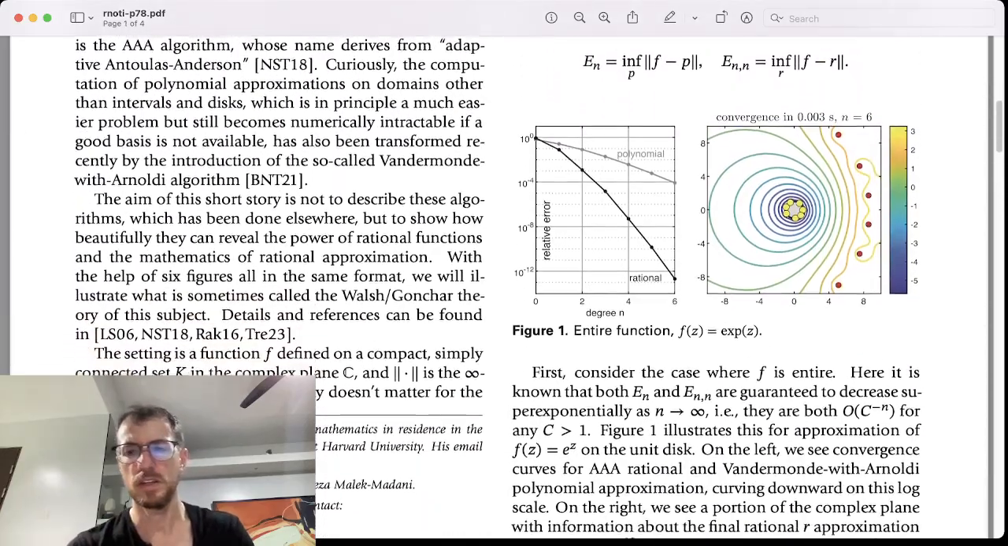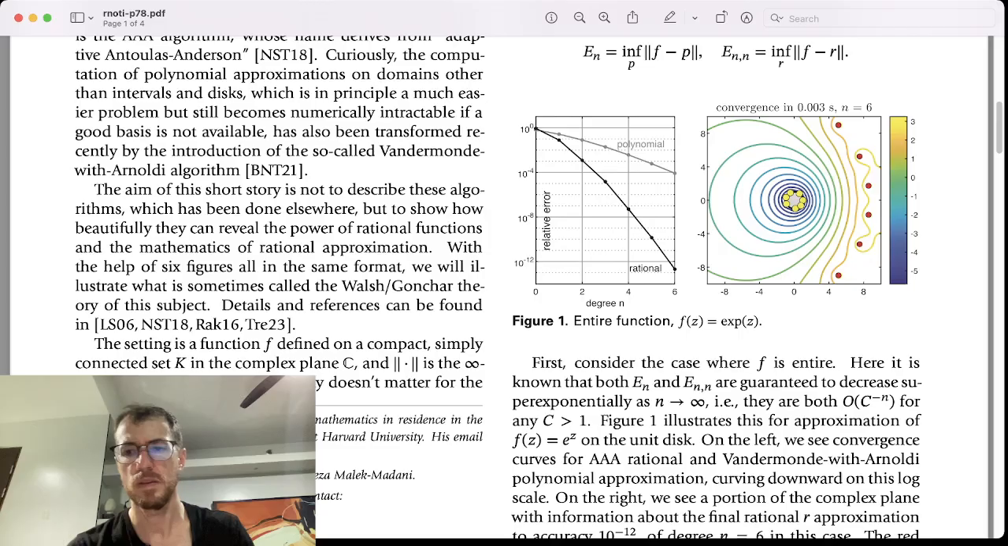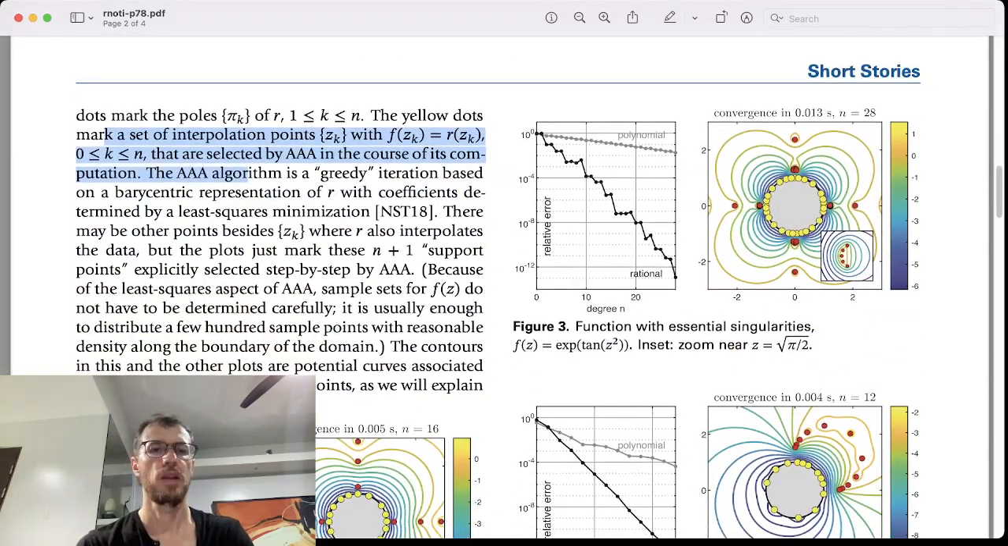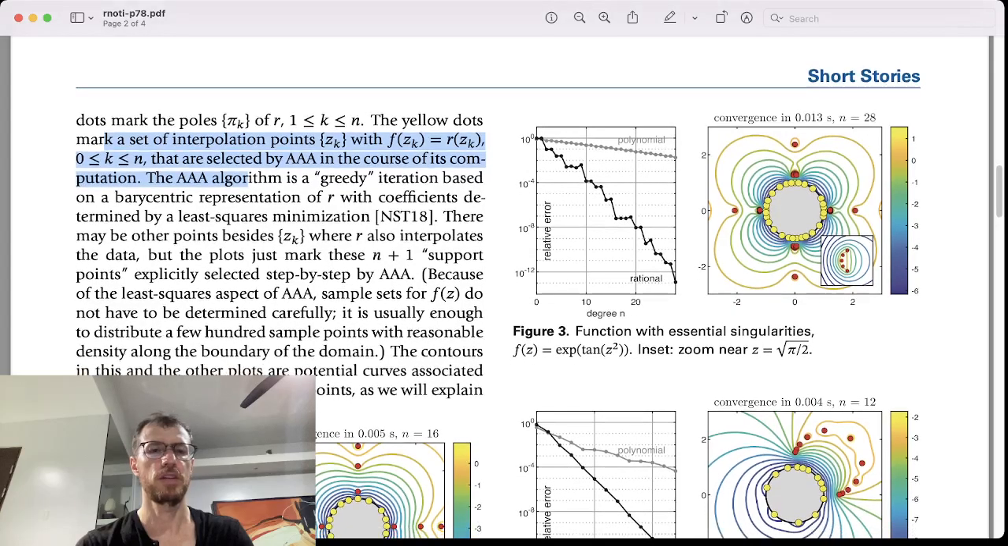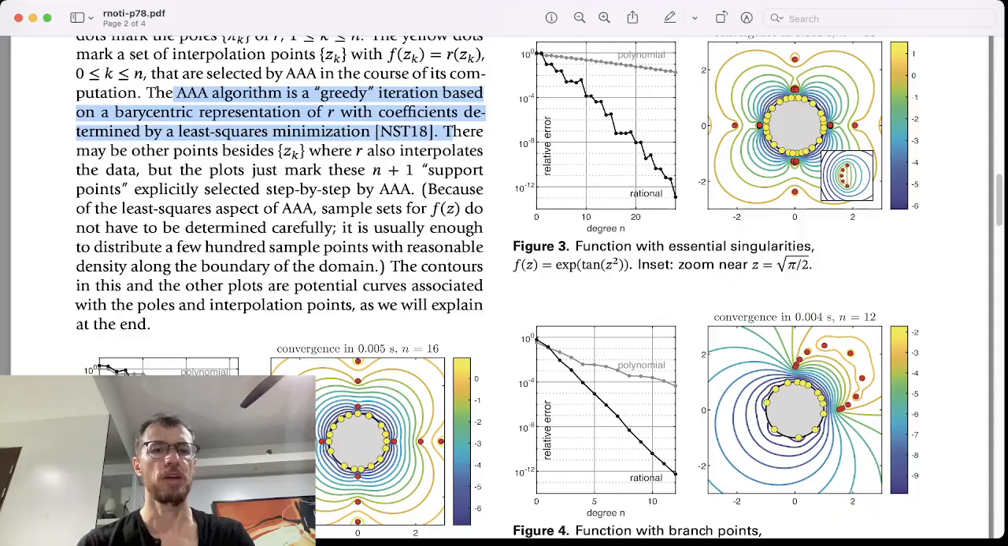Let's look at the figure again, the red dots, the yellow dots. The yellow dots are the interpolation points. The red dots are the poles. The AAA algorithm is a greedy iteration based on a barycentric representation of r with coefficients determined by a least squares minimization. There may be other data points besides the zk where r also interpolates the data, but the plots just mark these n plus 1 support points explicitly selected step by step by the algorithm.